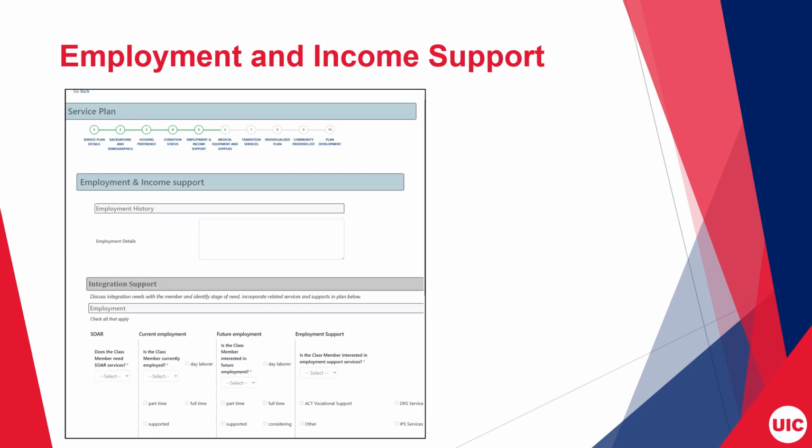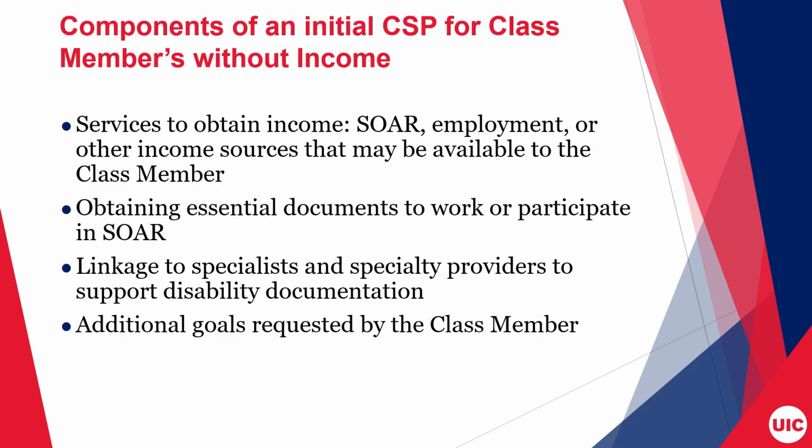The Employment and Income Support section reviews the class member's education, employment, and income history, as well as current needs and future considerations. As noted earlier, there are special procedures for service planning with class members without income, outlined in Policy P3.01, Comprehensive Service Plan Development and Transition Planning.